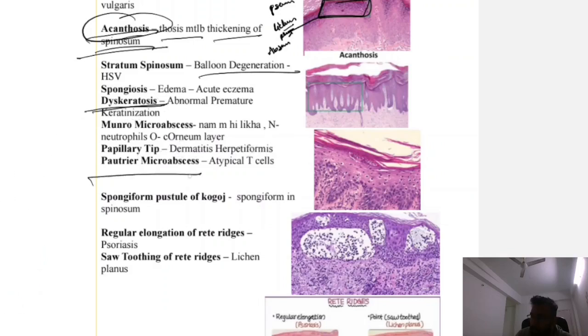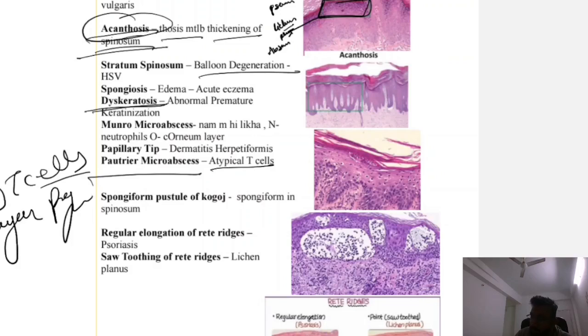Next is Pautrier microabscess. It is made of atypical T cells. These are seen in mycosis fungoides. Pautrier microabscess: atypical cells are present.